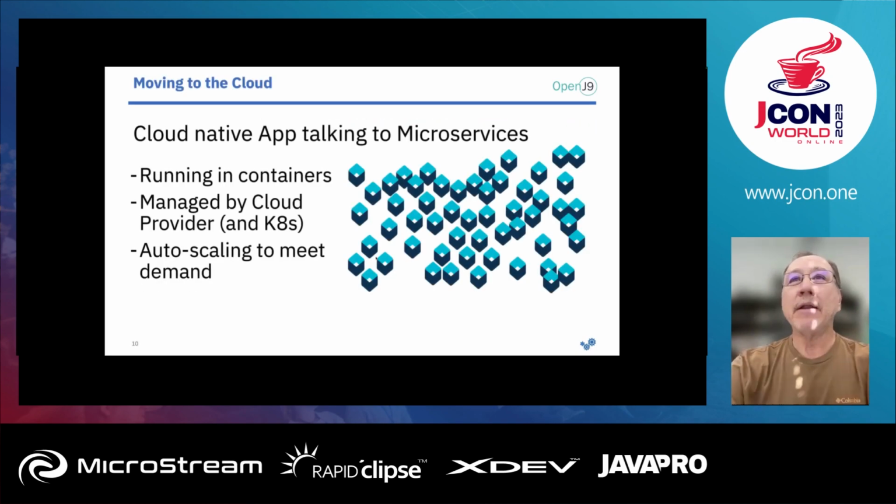So now we want to move to the cloud. So that same monolith application, we've broken up into many microservices, all running in containers, managed by some cloud provider and Kubernetes. And we have auto scaling, which means we could scale up more and more instances based on demand, actually scale up and down based on demand.